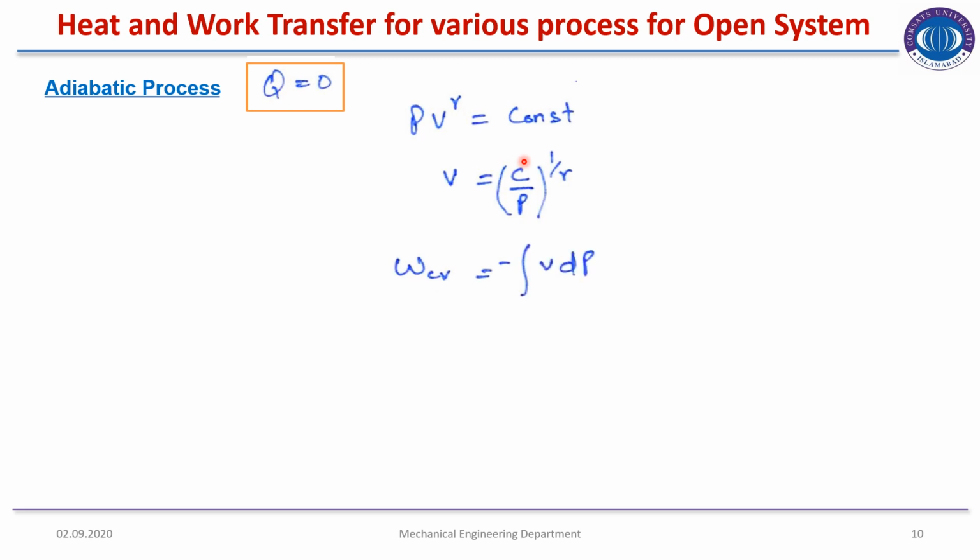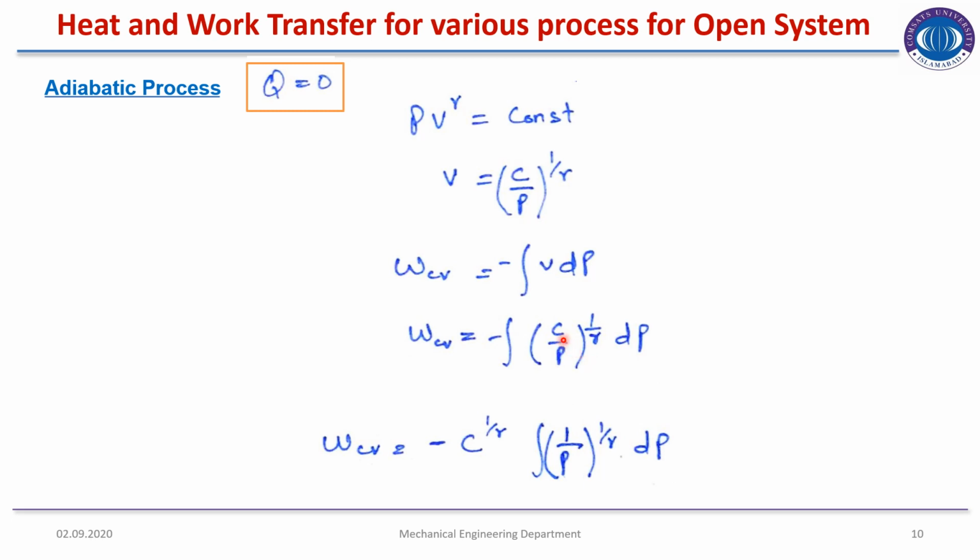The general expression for work done for control volume for an open system is given by WCV is equal to minus integration V dP. We will replace the specific volume in the general relation with the specific volume term for the adiabatic process, C over P power 1 over gamma dP. Now as C is a constant, it will come out of the integration sign, and the term left inside the integration sign is 1 over P power 1 over gamma into dP.